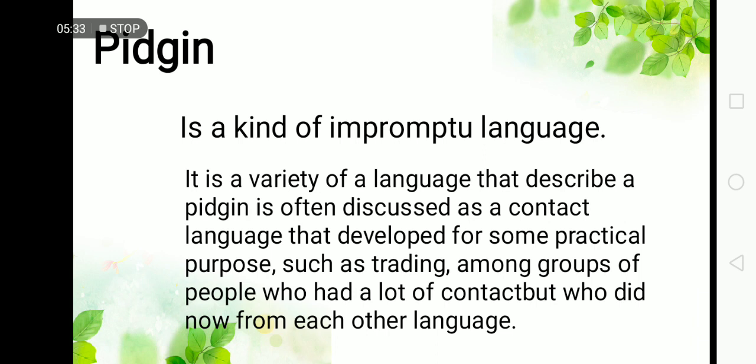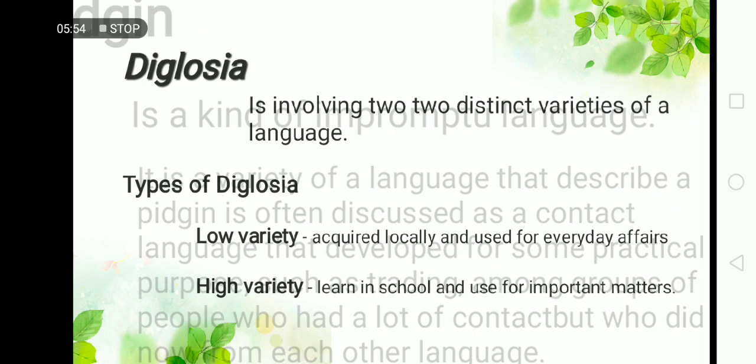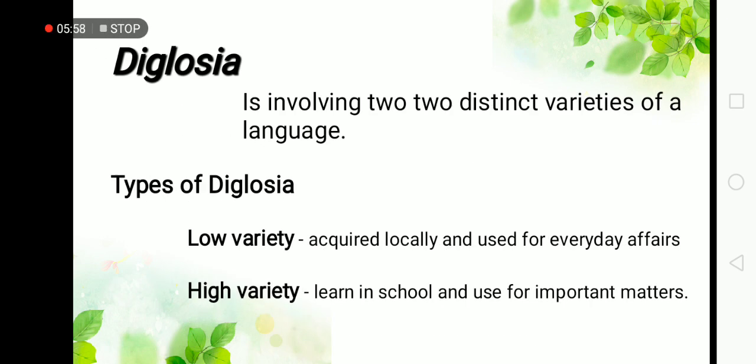So, from the word pidgin, it is a kind of language usually used by people who did not know each other's language. This is their contact language for trading, business, and other practical purposes. Next is diglossia. Diglossia involves two distinct varieties of a language. There are two types of diglossia, the low variety and the high variety.